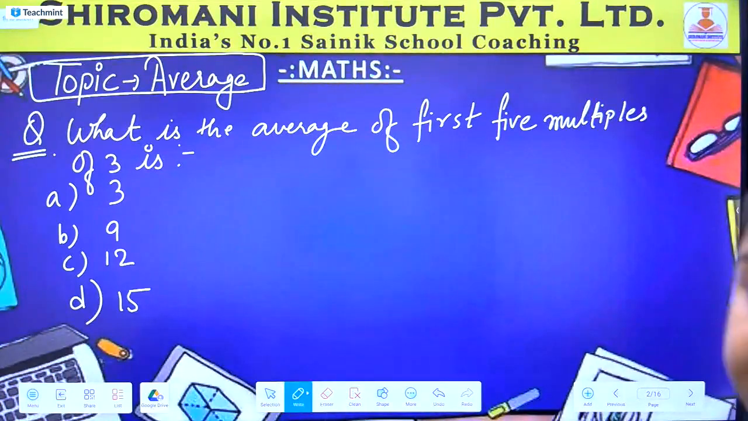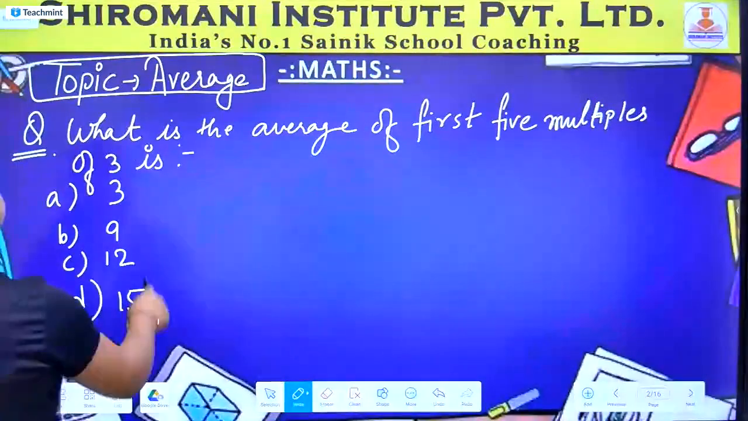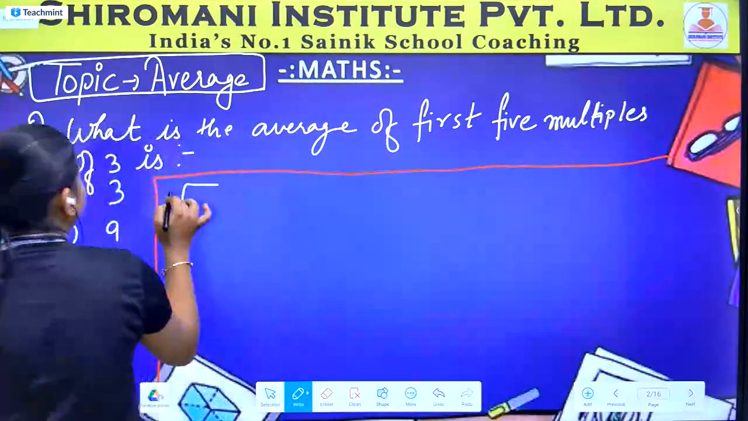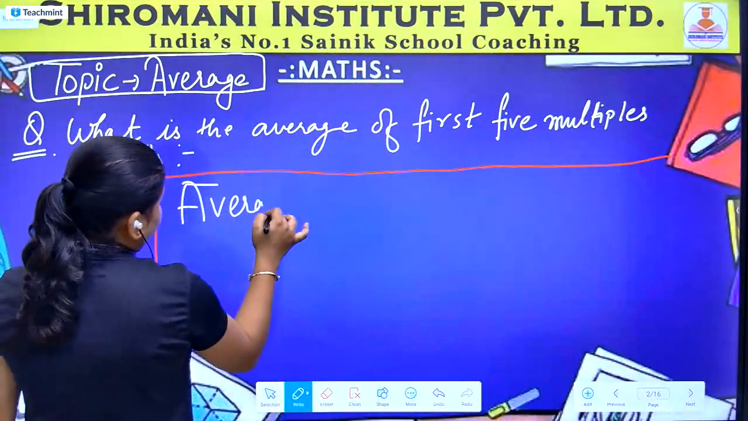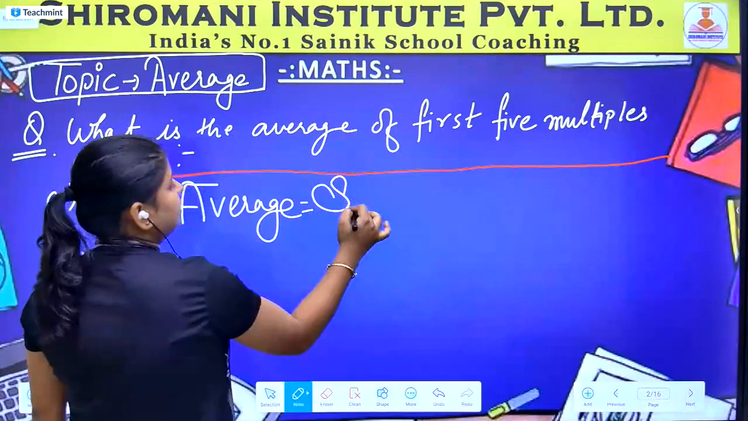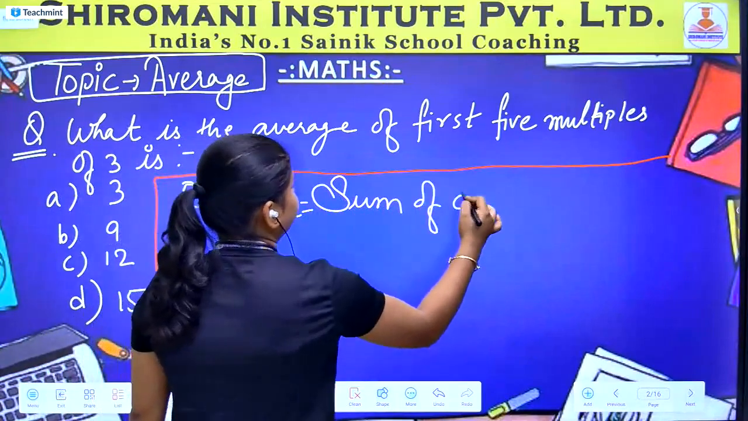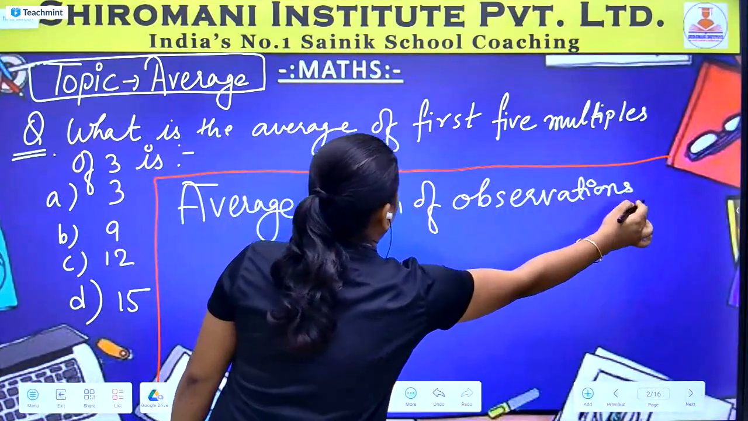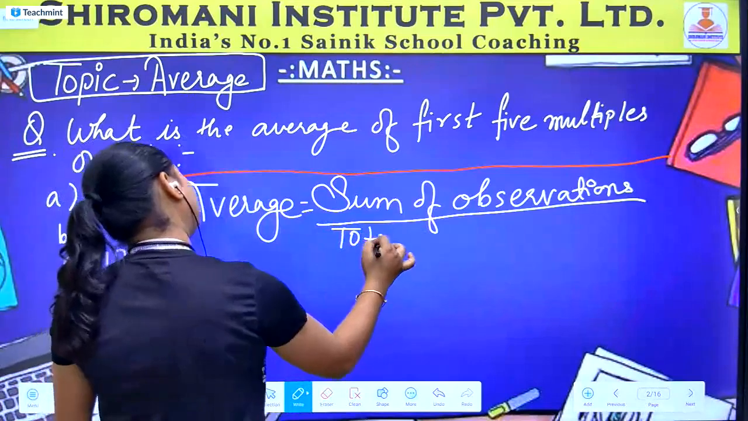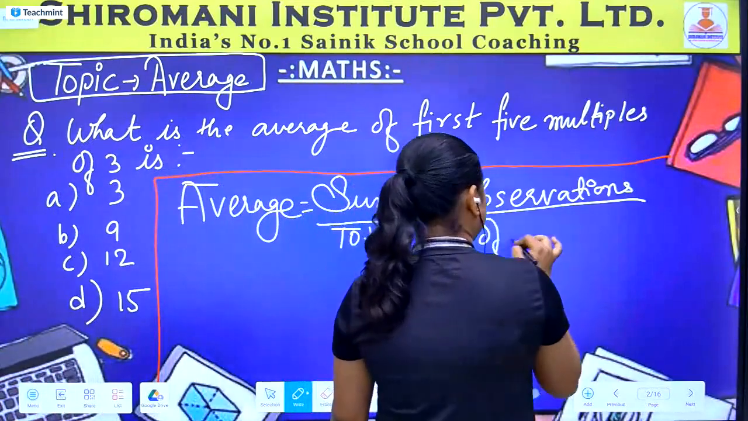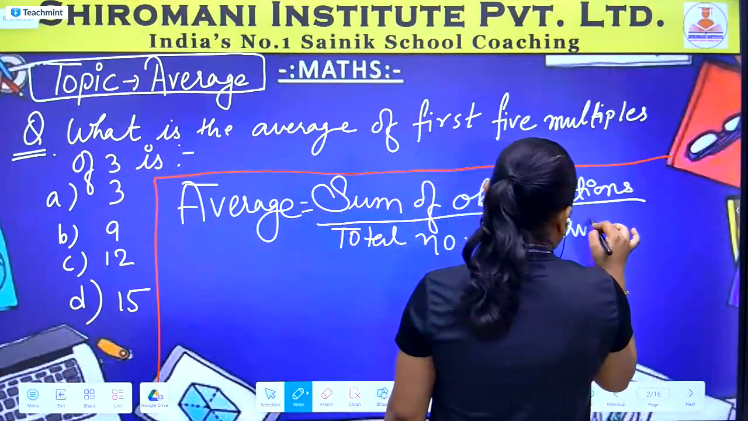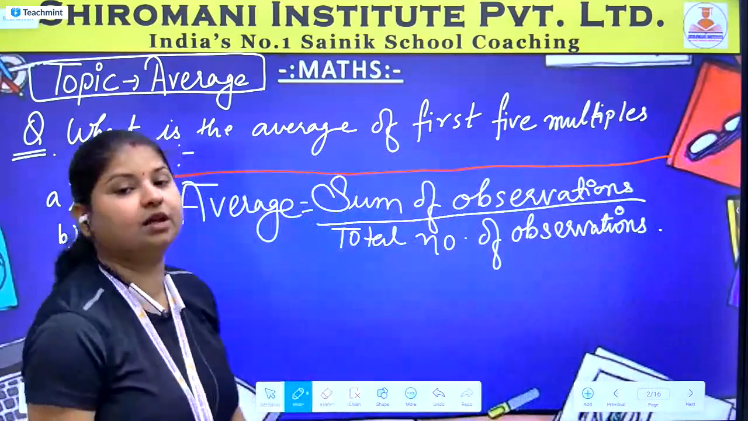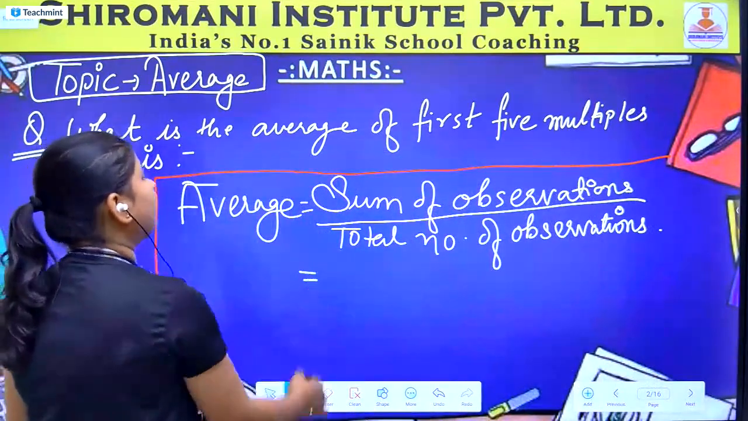Okay, see. The average of the first five multiples of 3. I know the universal formula for average. Yesterday we learned it. It is the sum of observations upon the total number of observations. So, what are the observations?